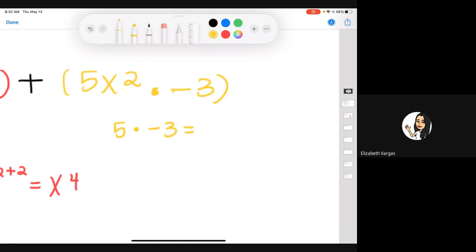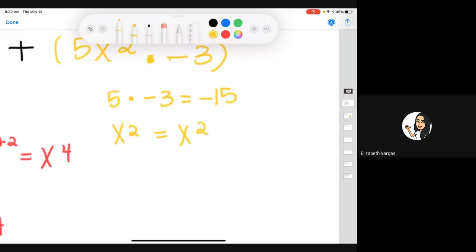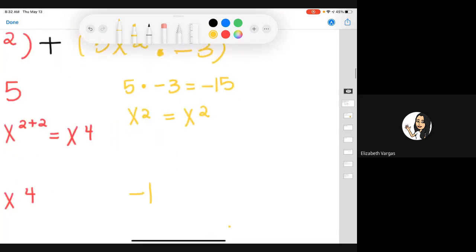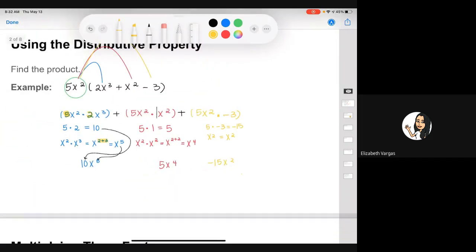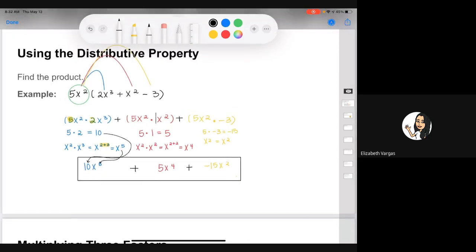This next one, we have 5 times negative 3. We're putting our whole numbers together: negative 15. For x squared, we have nothing on the other side, so it just stays x squared. There's no x on the other side, so x squared equals x squared. And so negative 15x squared. And then all we have to do is add our plus signs. Plus, plus. And so therefore, distributing gives us this equation right here, which would be the answer for finding the product of those two polynomials.